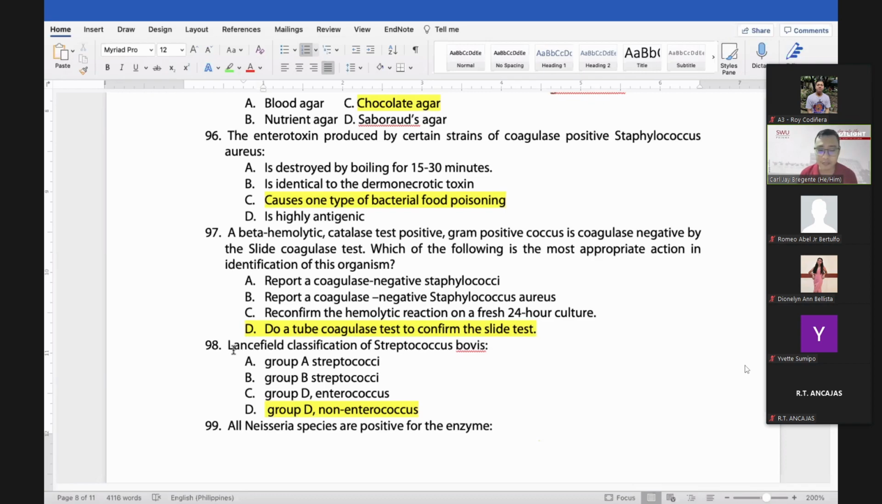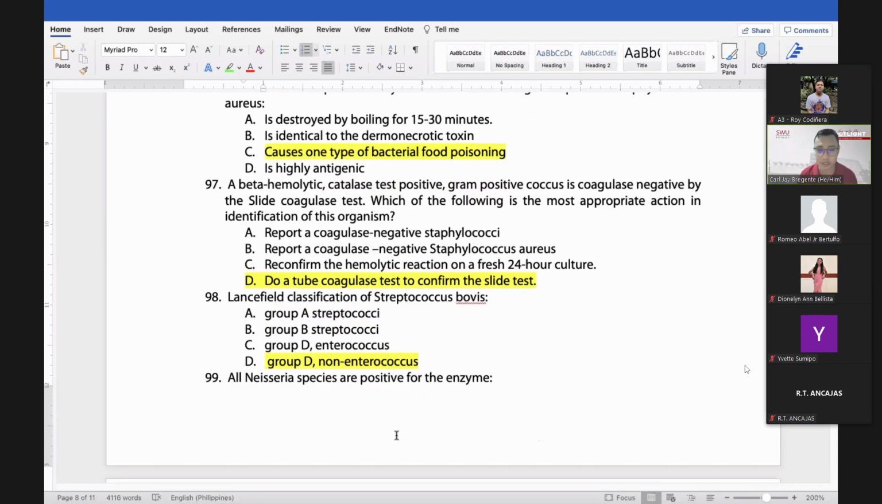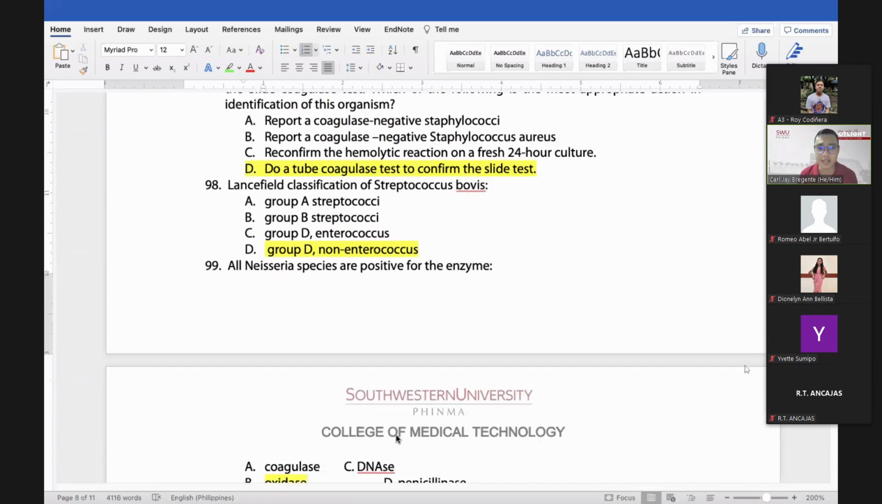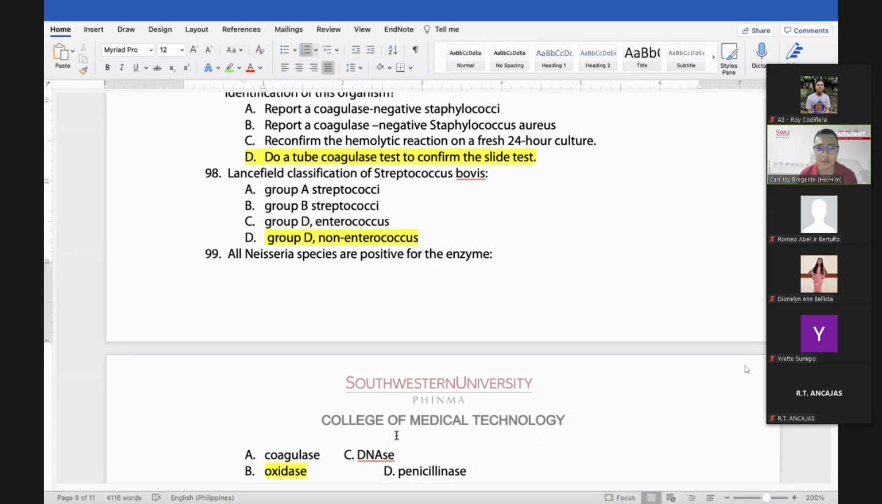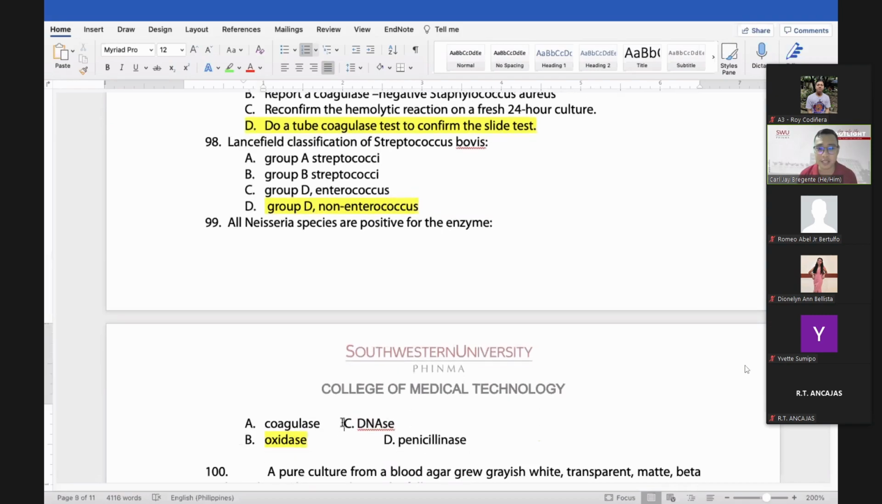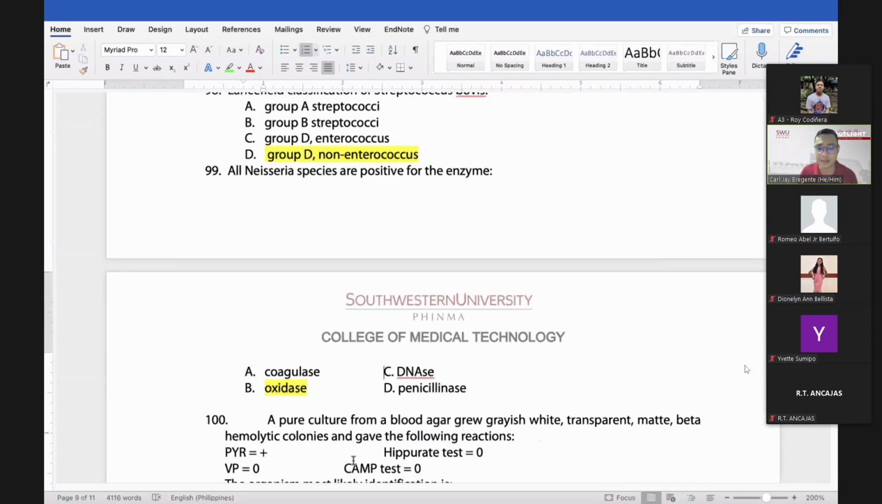98. Lancefield classification of Strep bovis. So that is group D, non-enterococcus. 99. All Neisseria are positive for the enzyme oxidase. They are also positive for the catalase enzyme.